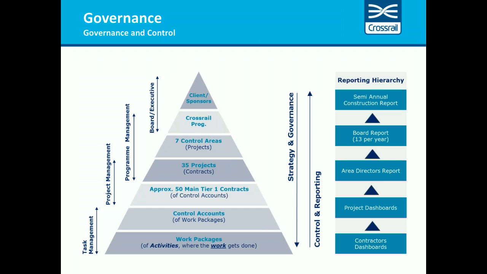You saw this pyramid on a previous slide, but just as a reminder, again at the very top we have our main client and sponsors. Then we have the Crossrail Programme, and that's split into our control areas, which should actually correctly be control sectors. And then we have our projects, our Tier 1 contracts, and our control accounts and work packages below that.